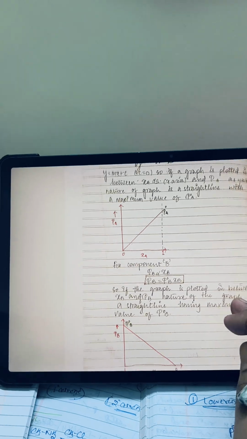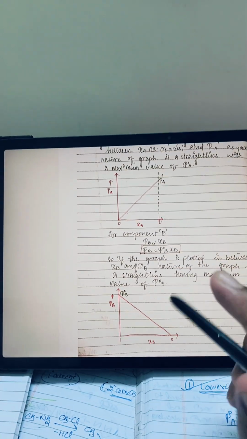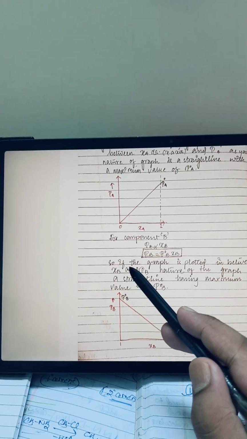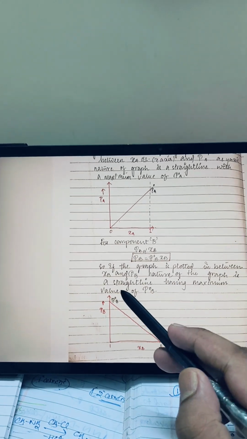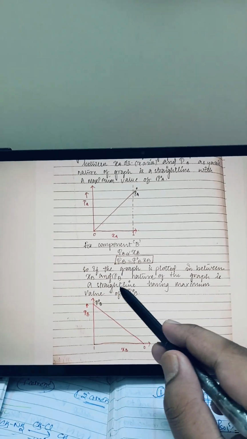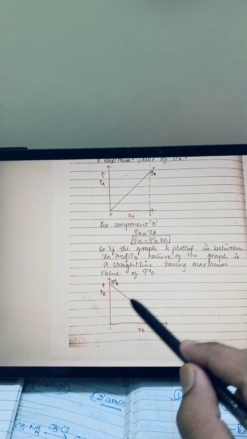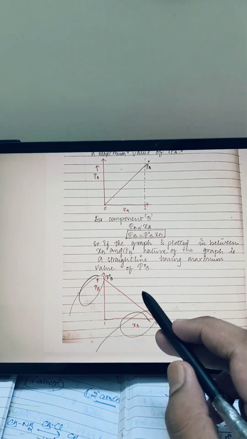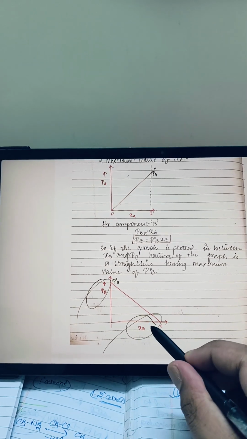For component B, Pb is proportional to chi b, and it's Pb naught. So if a graph is plotted between chi b and Pb, the nature of the graph is a straight line, having maximum value of Pb naught.